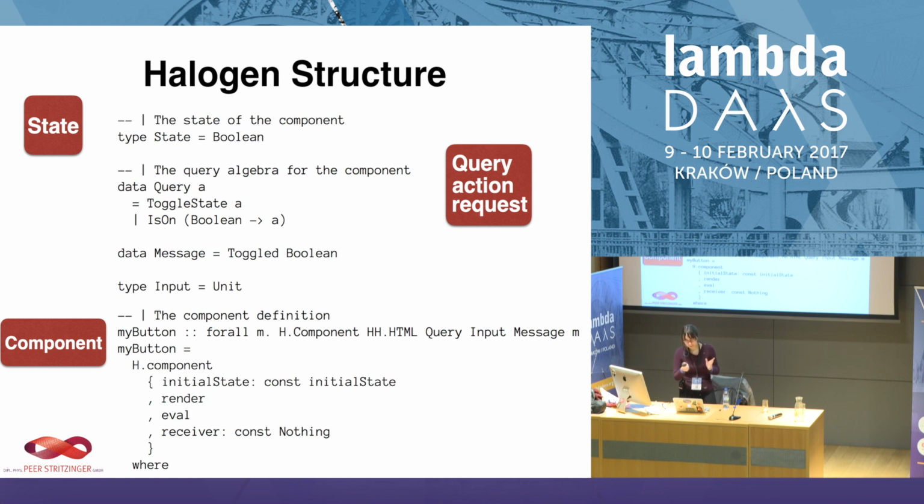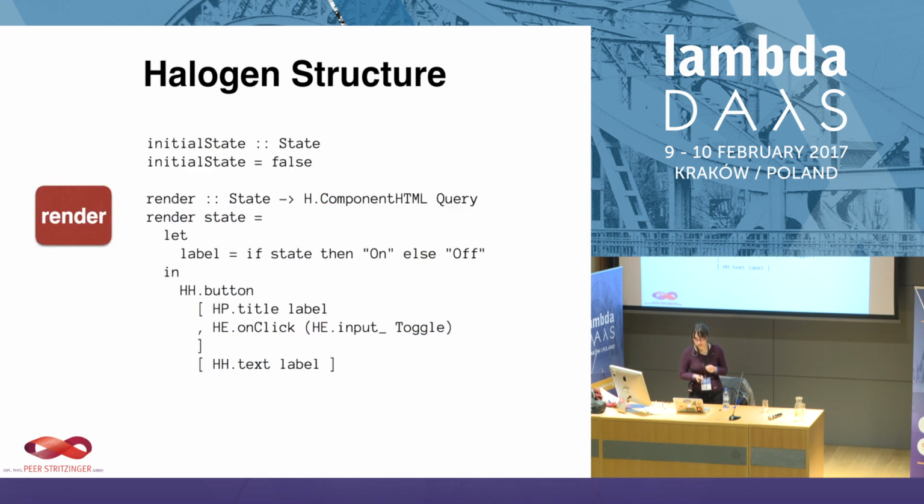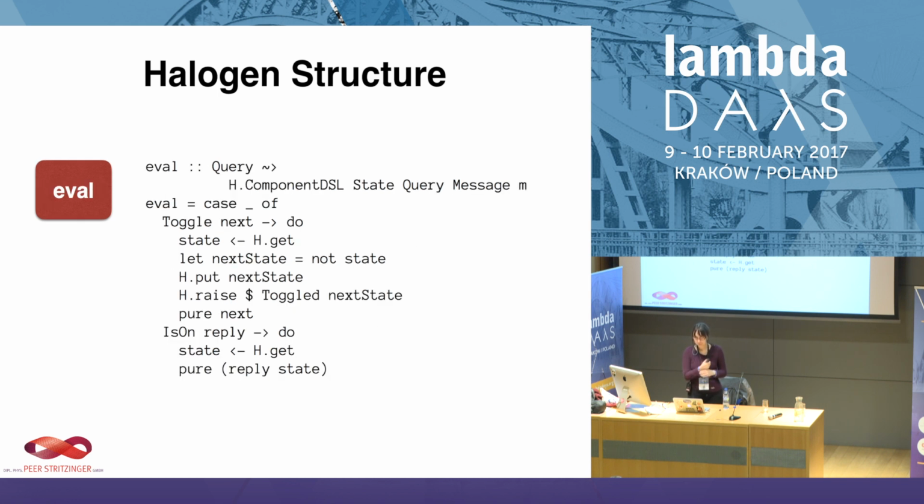And then you have the component definition, which is vaguely reminiscent of how you wire the Elm architecture. So you have an initial state, render, and eval, and you pass them to the component. And you have the render function, which in this case just renders this button as on or off, depending on the state. And then here you have the eval function, which is update, where you have the case, where you interpret which one of the two commands you can give it.